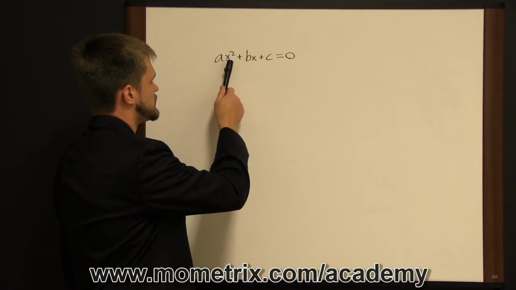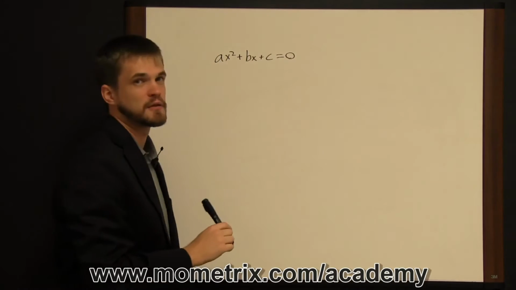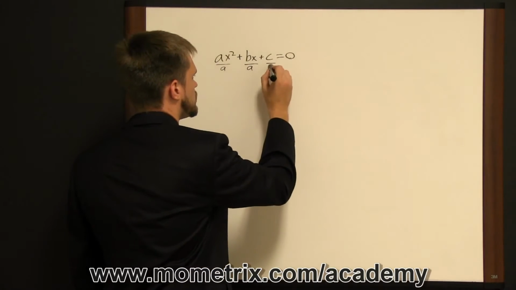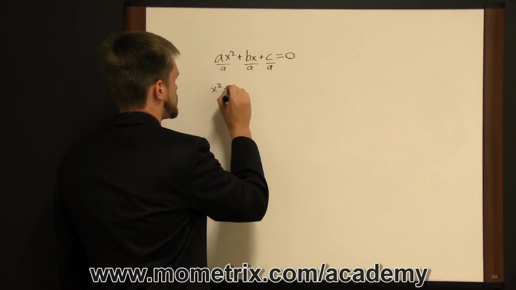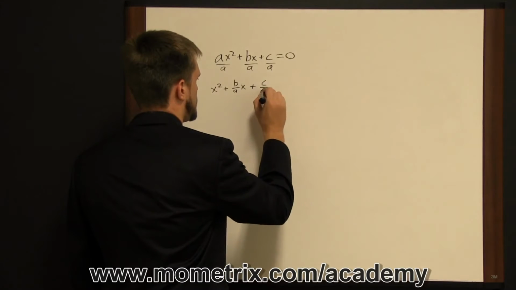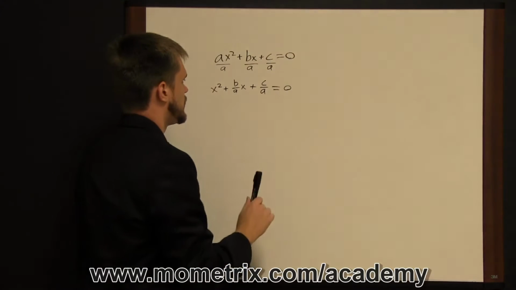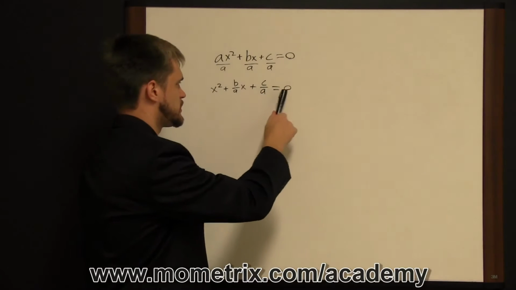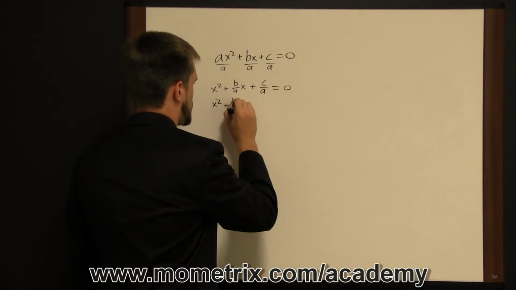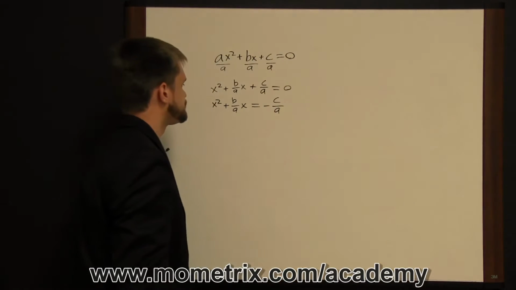So the first thing we want to do is get x squared down to itself without an a in front of it. So we're going to divide each term by a, and that gives us x squared plus b over a times x plus c over a equals 0. Then we want to move this c term to the other side of the equation, and so that will give us x squared plus b over a x equals negative c over a.